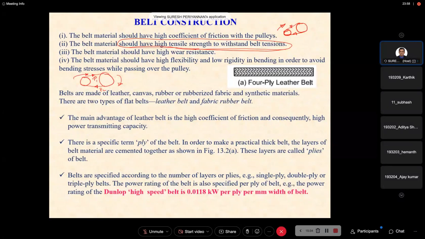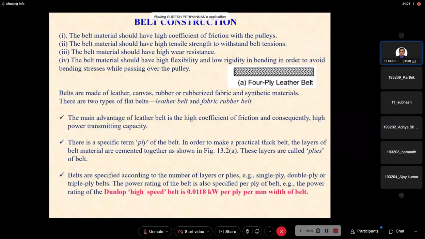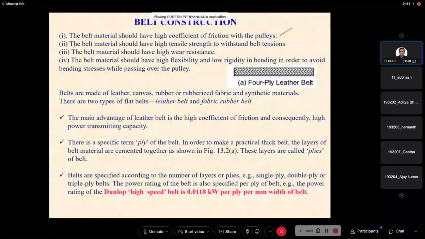Hence, we are mostly concentrating on tensile strength only. The belt material should have high wear strength. The belt material should have high flexibility and low rigidity in bending in order to avoid bending stress. We will see later how the bending stresses impact our belt design. Belt material should have a high coefficient of friction, high tensile strength, high wear resistance, flexibility and low rigidity. Then only can it easily transmit the motion from linear motion to rotary motion.